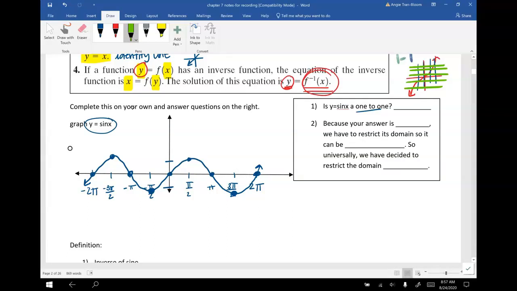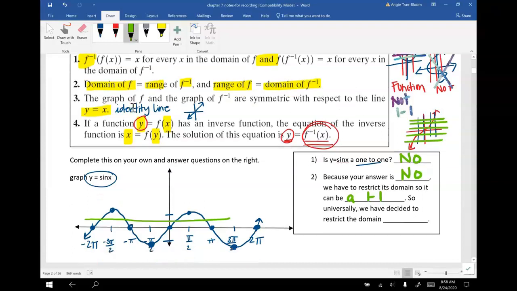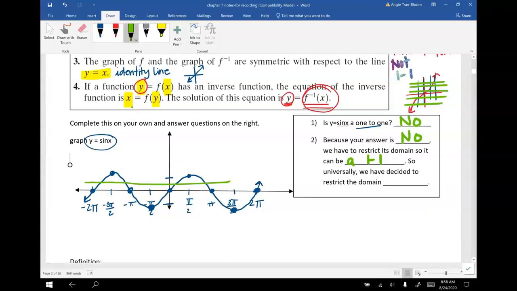So sine, as you can see, is definitely not a one-to-one, because look, I can draw this horizontal line and it intersects a few different times. So it's definitely not a one-to-one. Because your answer is no, we have to restrict its domain so it can be a one-to-one. The reason we need it to be one-to-one goes back to the definition of inverse. If a regular function is not one-to-one, then the inverse will not be a function. So universally, we have decided to restrict the domain so it can be a one-to-one.